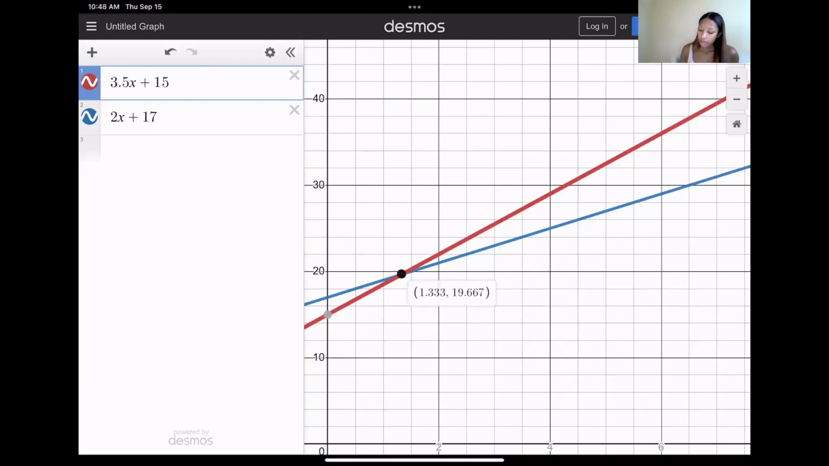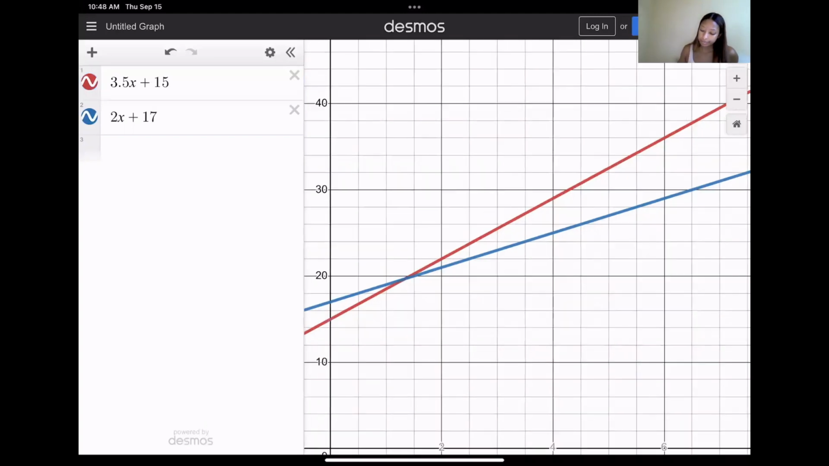So after 1.333 weeks, 4/3 weeks, Joanna catches up to Fred, and then after that, she's going to be running more miles than him.